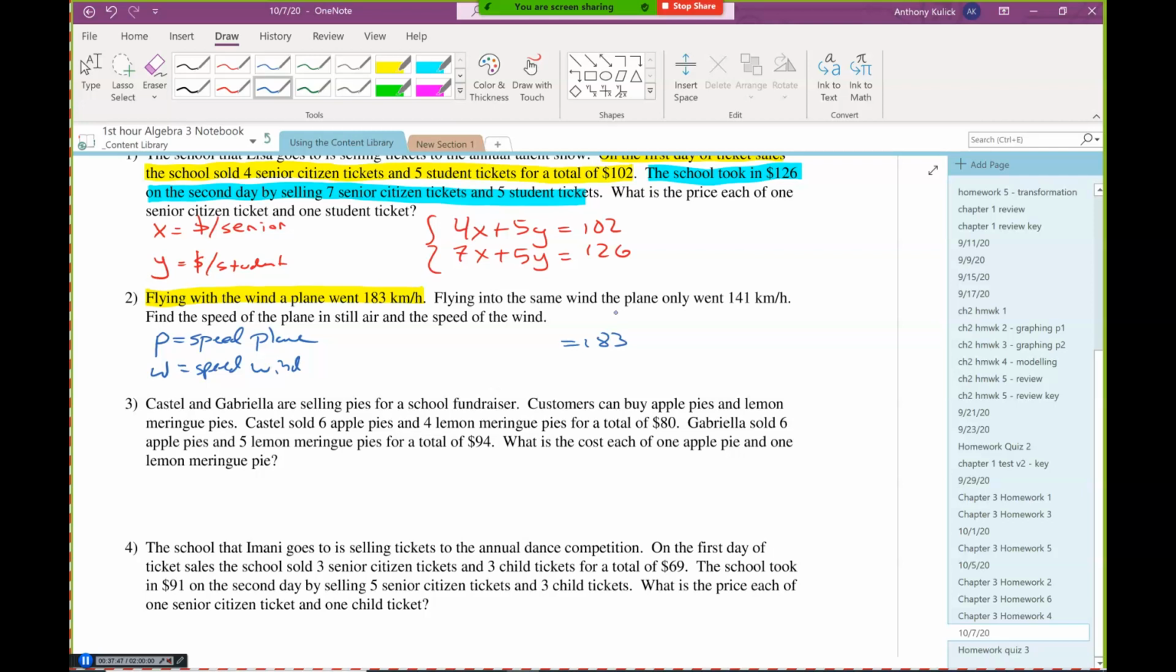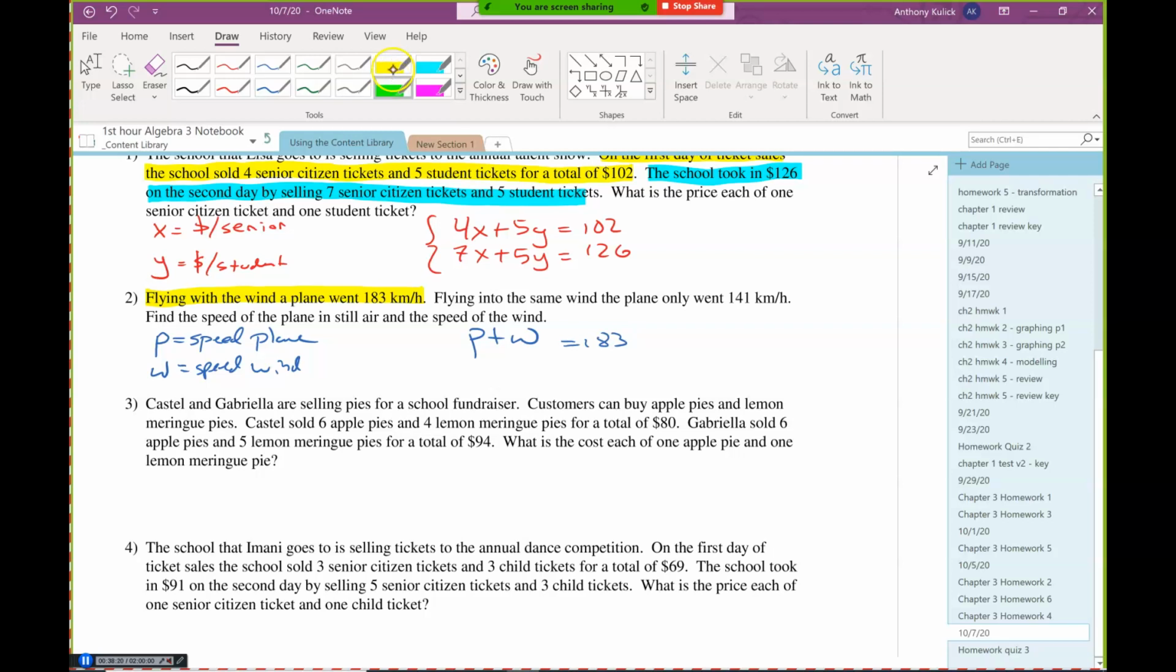So what operation would be going on between those speeds? Addition, subtraction, multiplication, division? It would be addition, right? So we'll just say P plus W equals 183. Whatever the wind is doing is helping push the plane along by the same amount that the wind is blowing. That makes sense if we think about what's going on there, right?